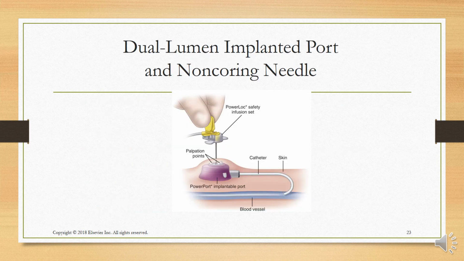All right, a dual lumen implanted port in a non-coring needle. Okay, so these are your ports, and see that Huber needle there? That's what you're going to use to access it through the skin. And you can see those little palpation points it has on the hub that's under the skin. That's how you feel and decide where you're going to stick with that Huber needle, okay? And see, it's got a catheter, but the catheter is all the way under the skin before it goes into the blood vessel.